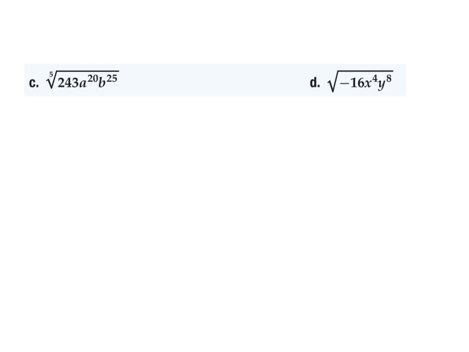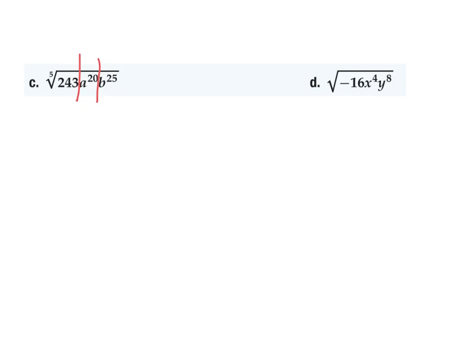I will give you one hint. Think of them as 3 separate problems in one here. Think of it as 243, a to the 20th, b to the 25th as 3 sort of separate problems in one. I'm very impressed. Well done.